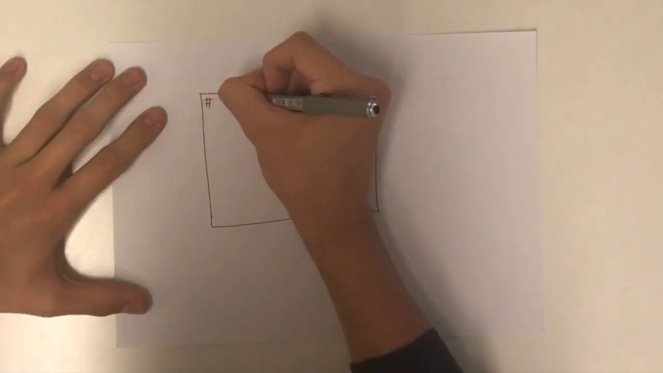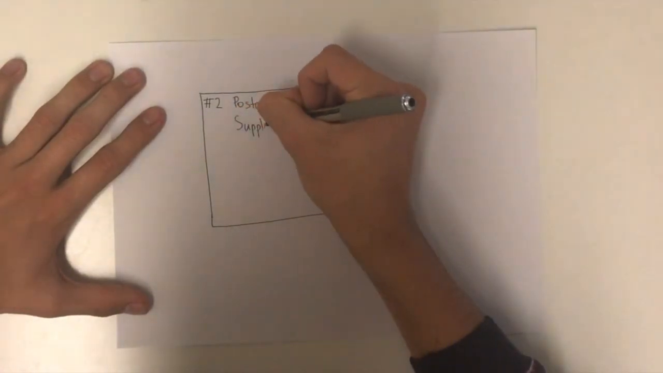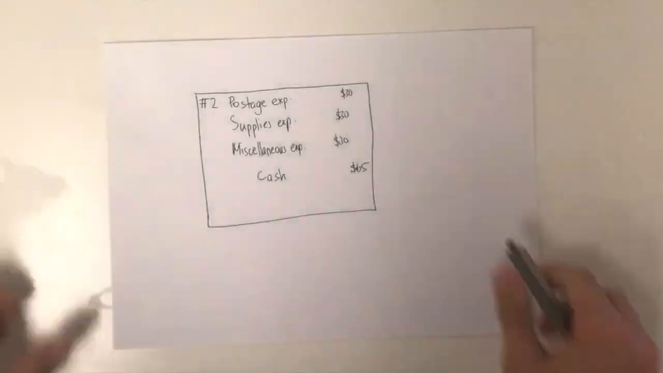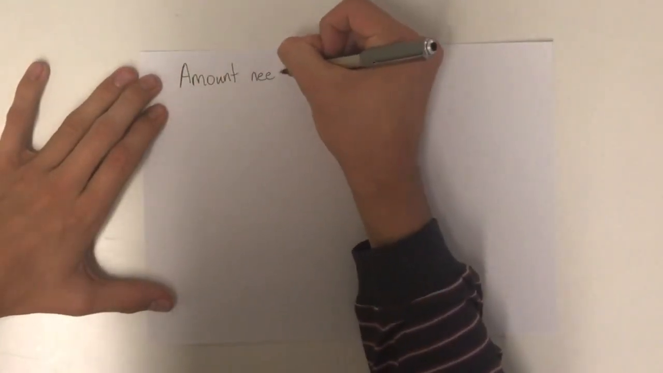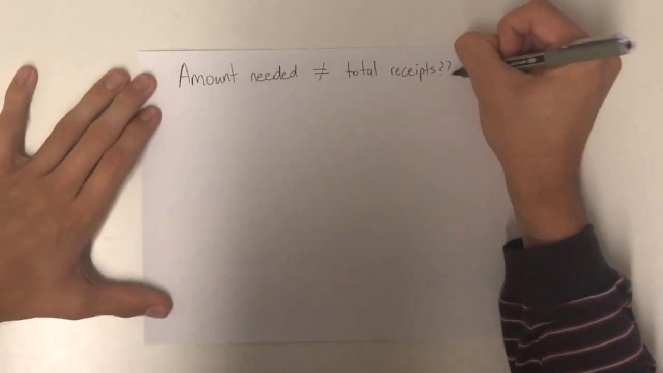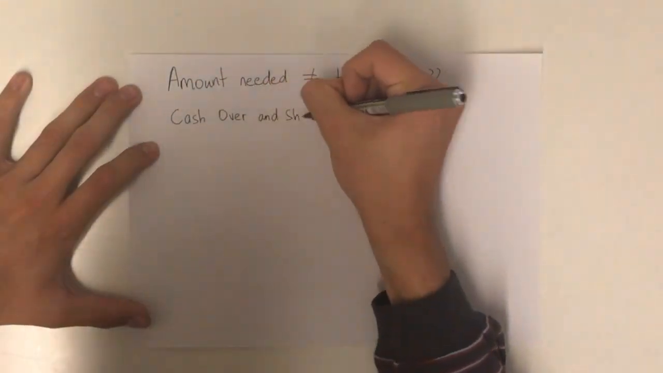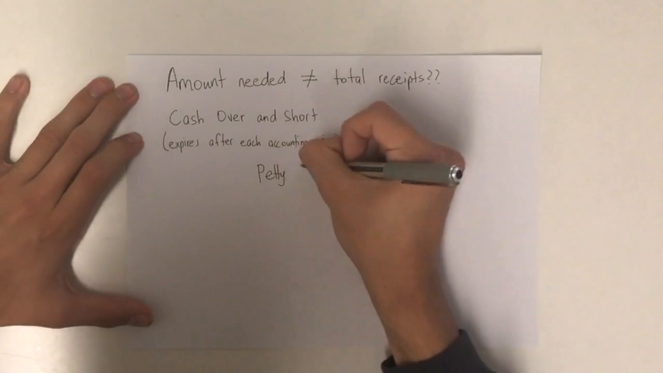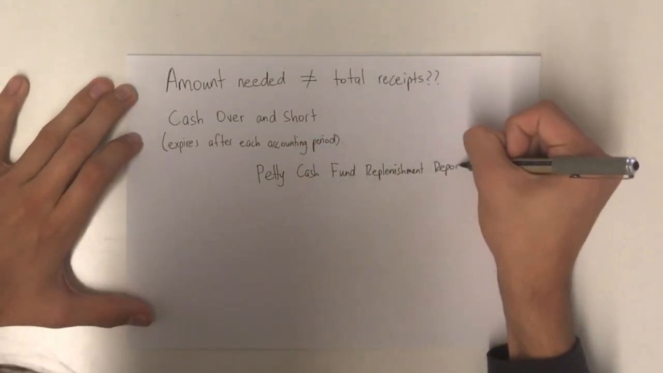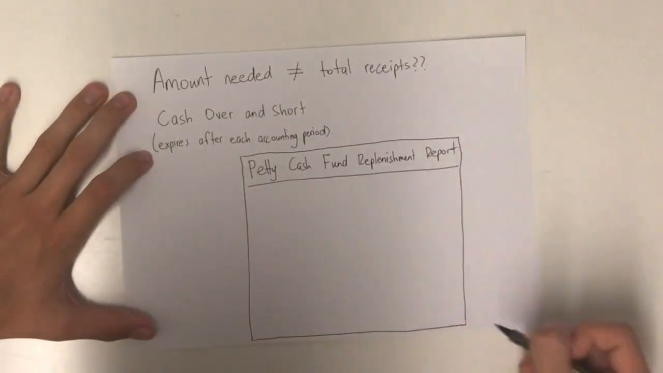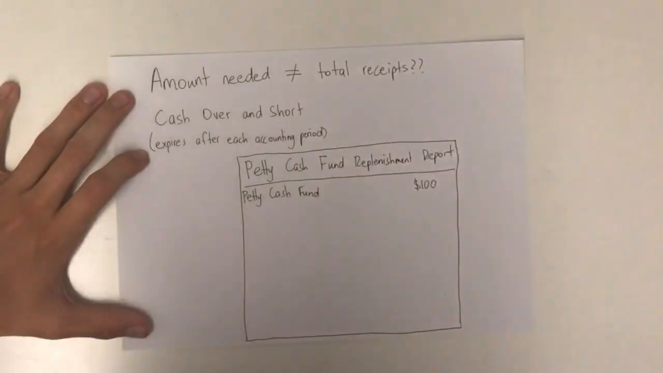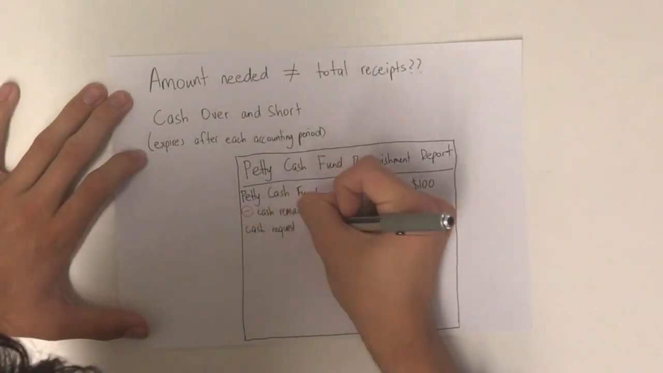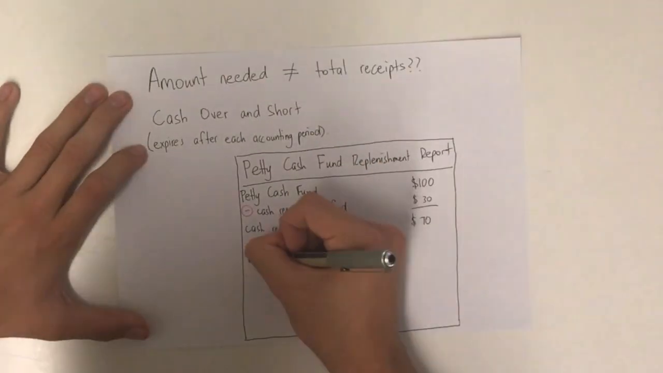A journal entry is then made, debiting the expenses incurred by the fund and crediting cash for the amount of the check. But you might be asking yourself, what if the amount needed to replenish the fund does not equal the total receipts? Sometimes the custodian may not receive all receipts or give incorrect change, creating a discrepancy between the amount needed to replenish the fund and the total receipts. In such a situation, the discrepancy is charged to a temporary account called cash over and short. An example of the use of this temporary account is now shown.